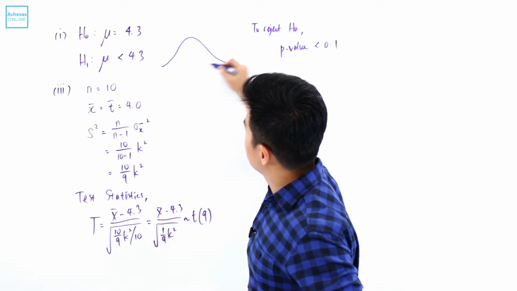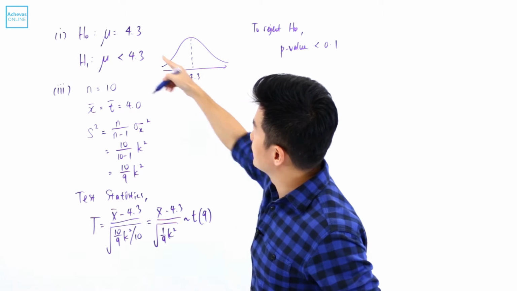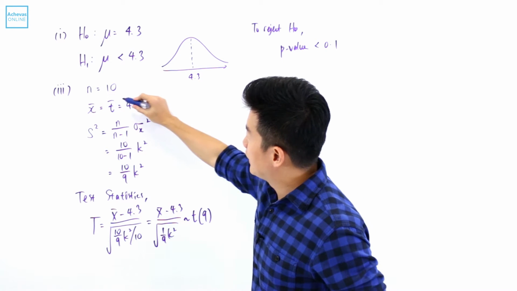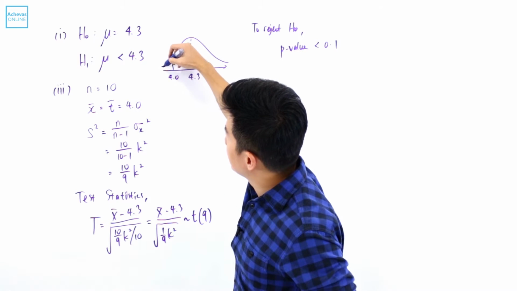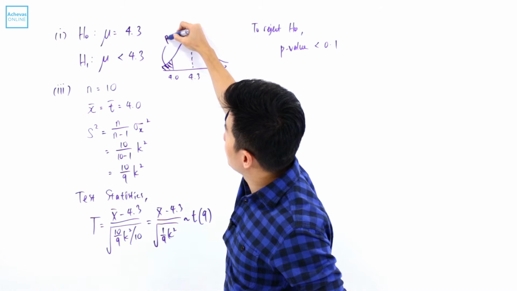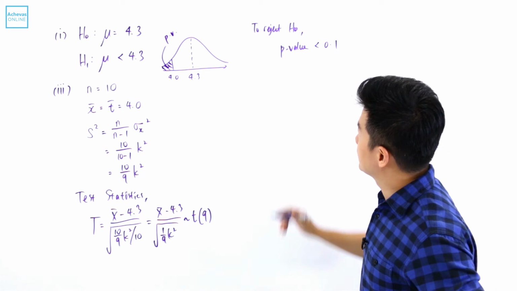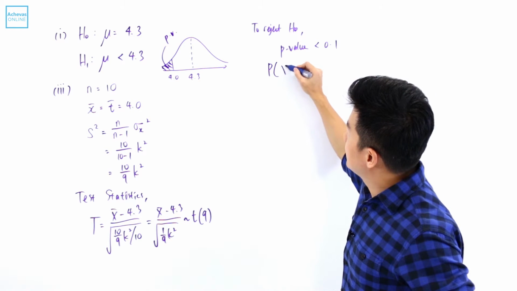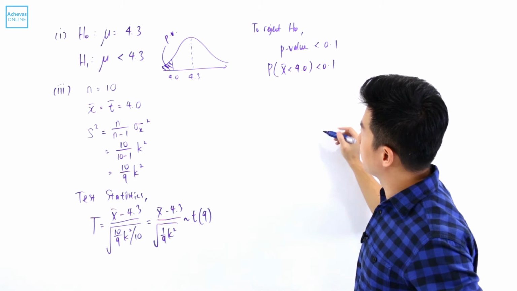So if I were to look at the distribution curve, here it is 4.3. It is the population mean, and the sample mean is 4.0. It is on the left hand side, and the area that is on the left hand side of 4.0 is going to represent for us a left tail test, the p-value for a left tail test. So this is the probability that x bar must be less than 4.0. This is less than 0.1.